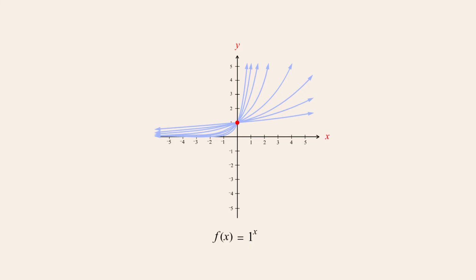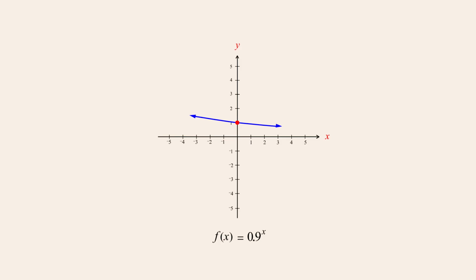For base values less than 1, the function grows smaller for positive x values and larger for negative x values. Since over its entire domain, this function's value decreases as x increases, this is said to be a decreasing function. As the base value becomes smaller, the exponential function decreases more quickly.